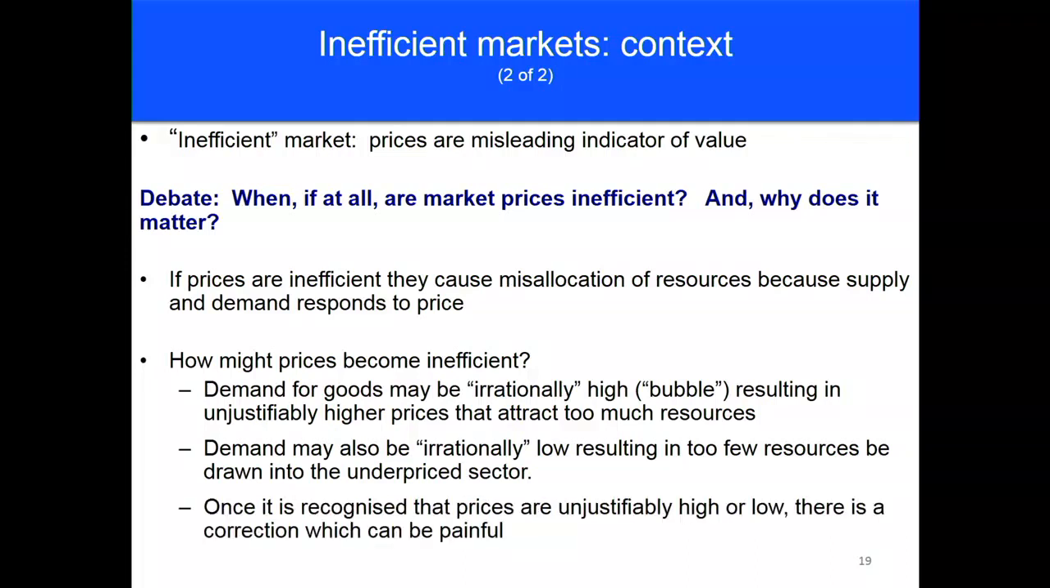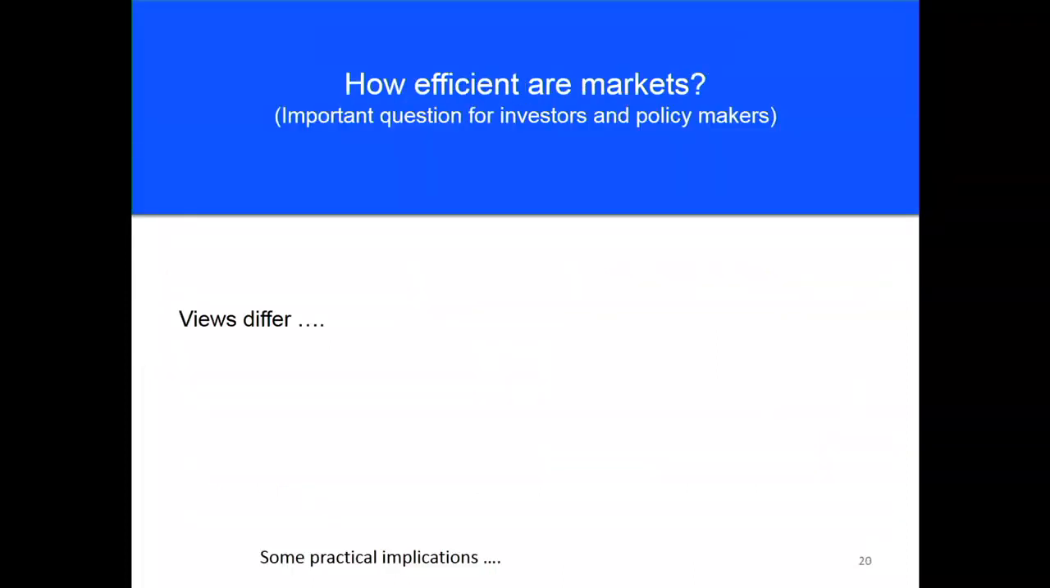Once it's recognized that prices are unjustifiably high or low, there's a correction which can be painful. And we'll see shortly people are saying there's a bubble in the housing market and the correction will still come, and then people will really get what they deserve. So how efficient actually are markets? It's an important question for investors and policymakers. Let me give you some implications about why, and then we'll talk.